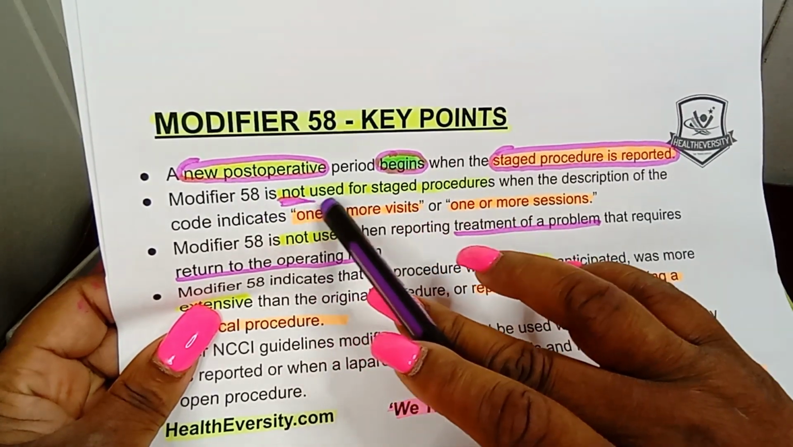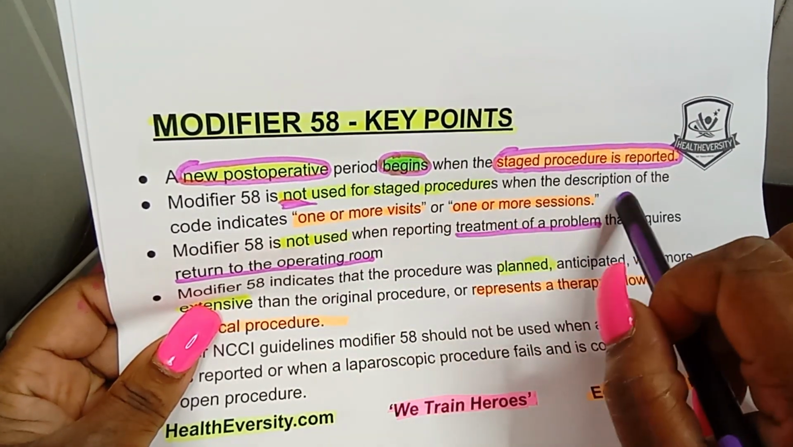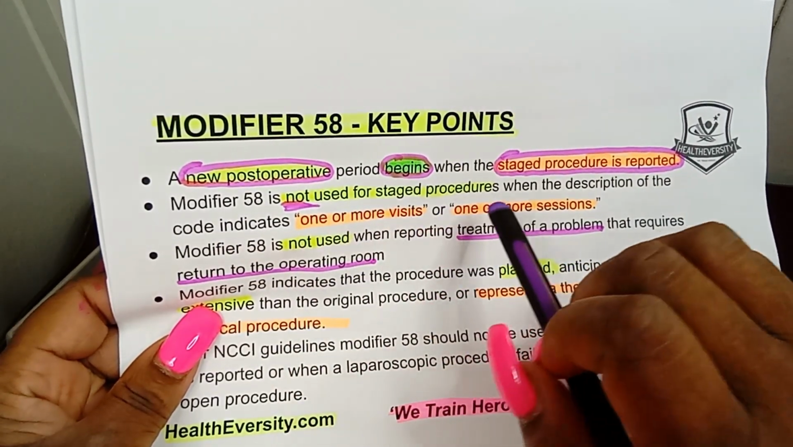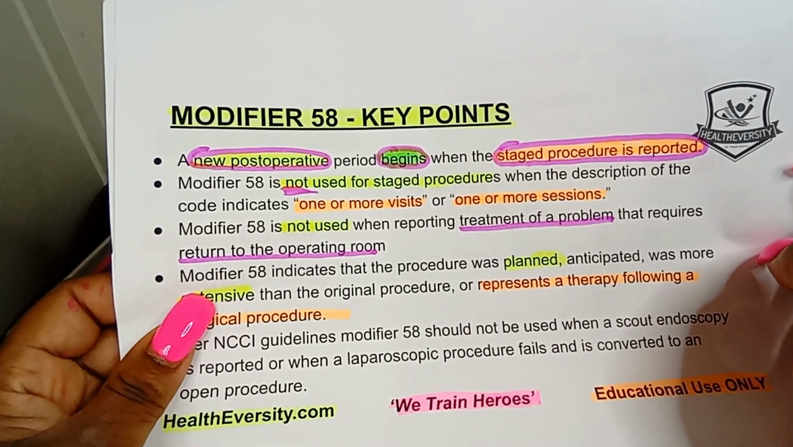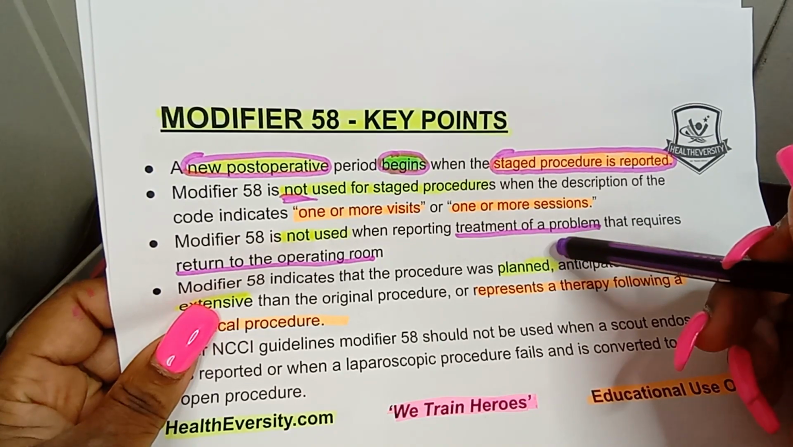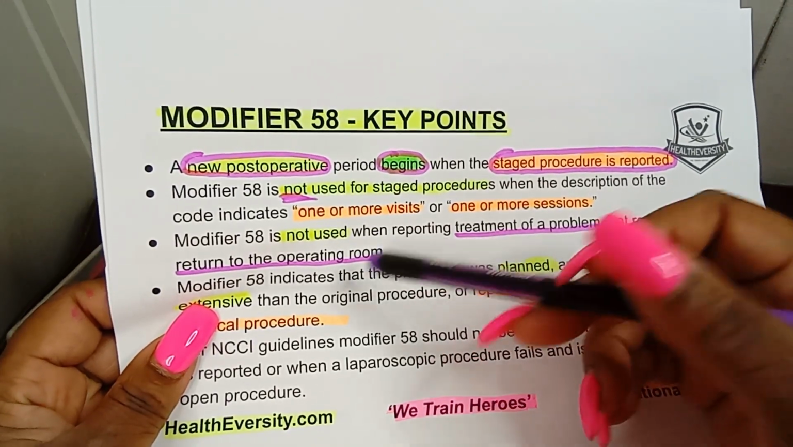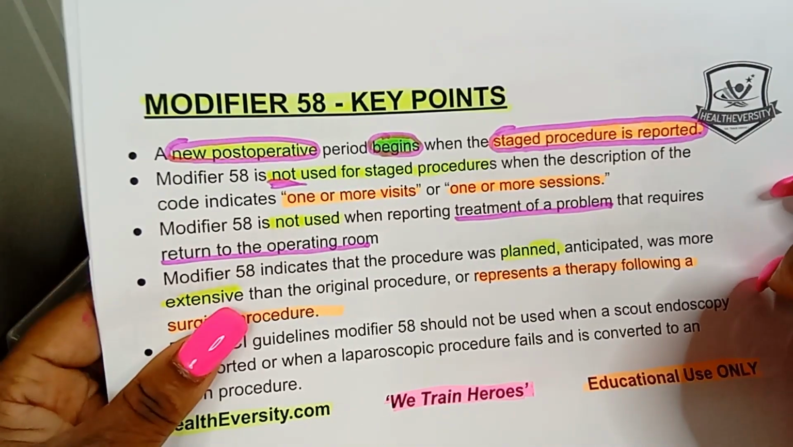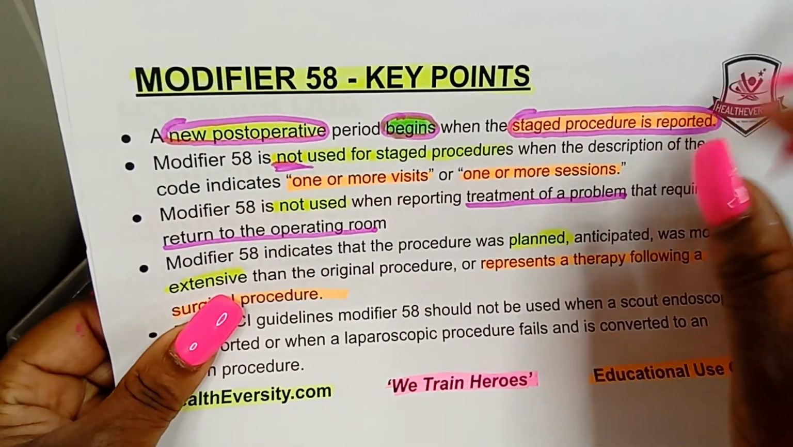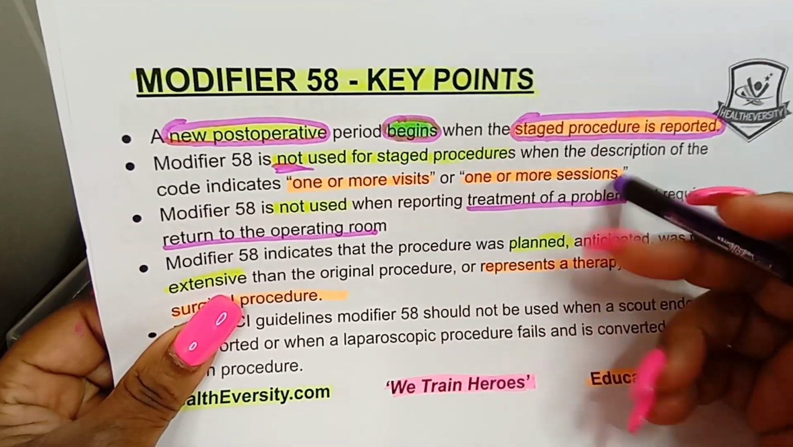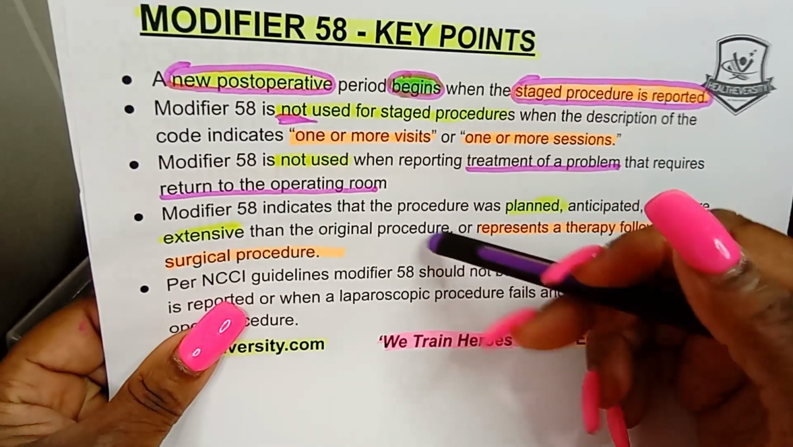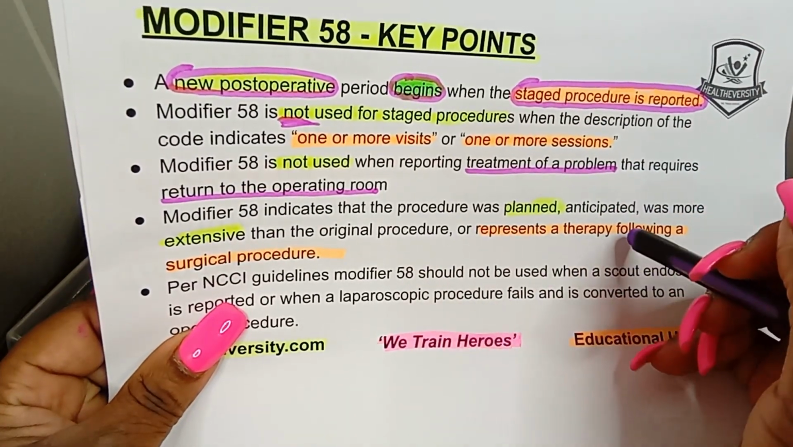Modifier 58 is not used for staged procedures when the description of the codes includes 1 or more visits or 1 or more sessions. Modifier 58 is not used when reporting treatment for a problem that requires return to the operating room. They might say, well, okay, this is part 1 of the surgery, part 2 of the surgery. Modifier 58 indicates that the procedure was planned, anticipated, was more extensive than the original procedure, or represents a therapy following a surgical procedure.